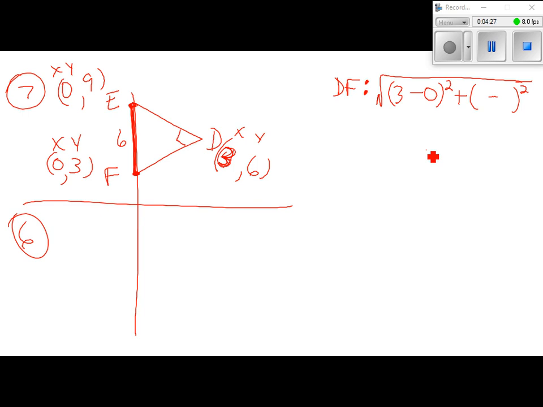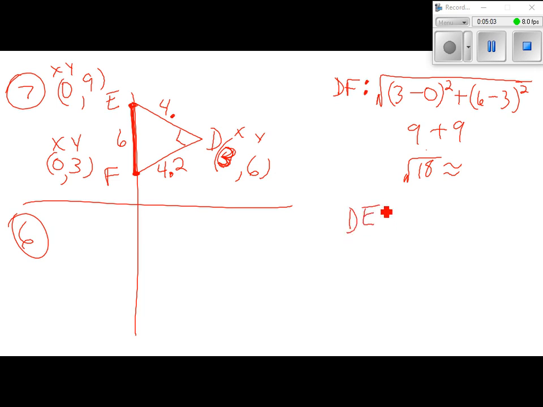3, 0. What's our Y's? 6 and 3. So 6 minus 3. What is 3 minus 0? 3. 3 squared, 9. So we got 9 plus 6 minus 3, 3 squared. What's 9 plus 9? 18. Square root of 18. Tell me about approximately what the square root of 18 is. 4.2. That side is 4.2.